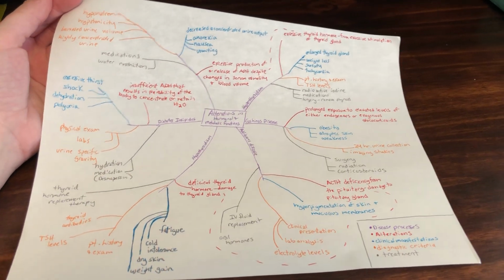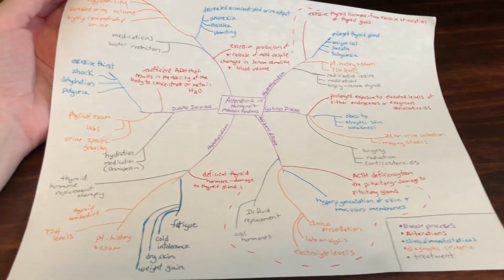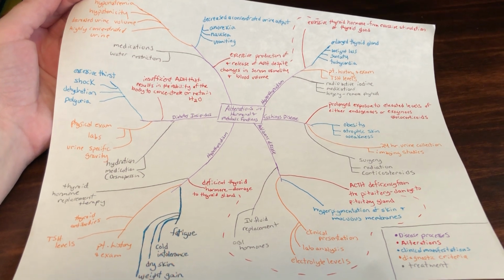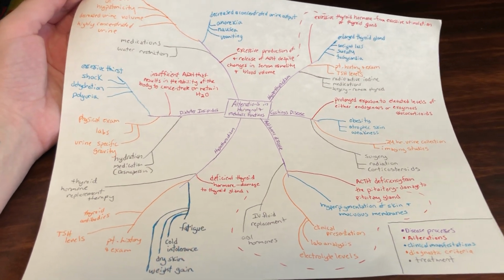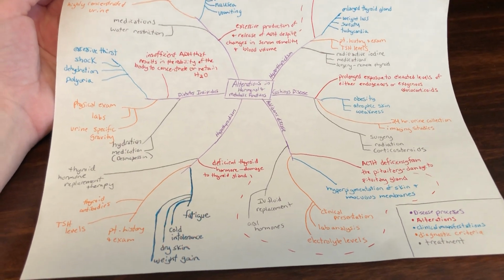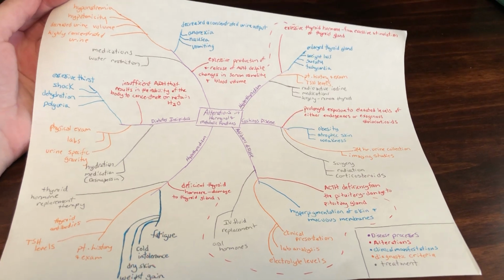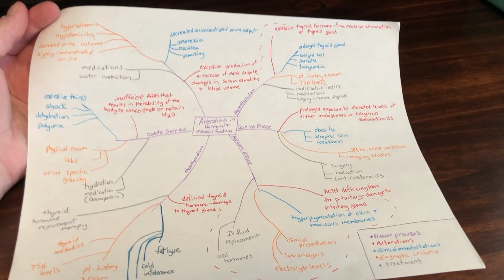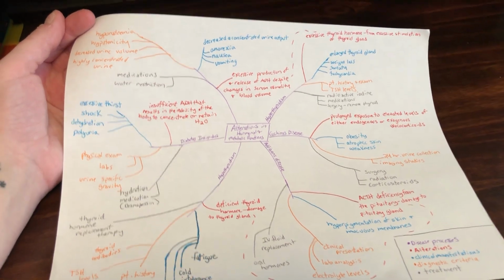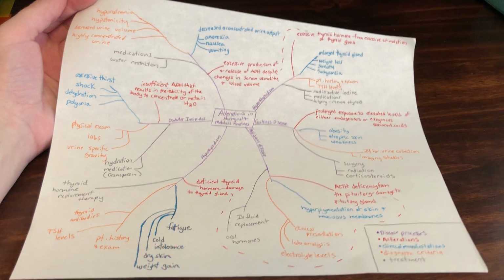Hello, this is my concept map for Module 7 this week, which was about alterations in hormonal and metabolic functions. This week, doing the concept map, I decided to stick with color coding it because I thought that really helped me out last week. And I'm going to talk about the first prompt and what I had issues organizing this week.